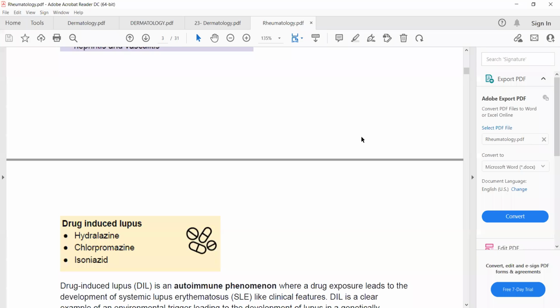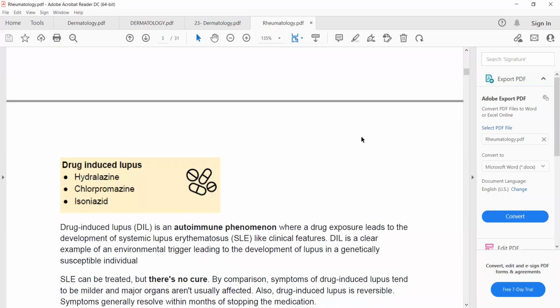Okay, now some drugs can cause SLE-like symptoms as well. The drugs are hydralazine, chlorpromazine, and isoniazid. Sometimes when we take any of these drugs, the patient may develop SLE-like symptoms. This is known as drug-induced lupus.